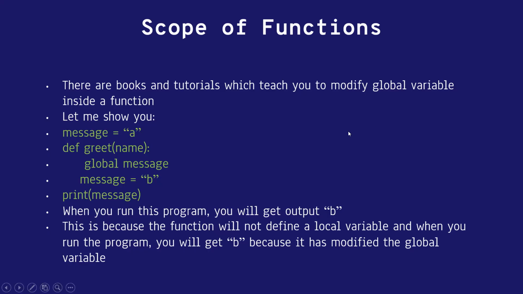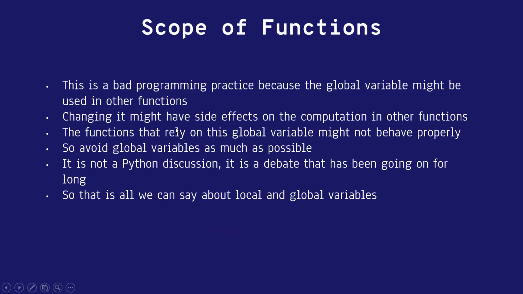So this is not recommended in programming. It's a bad programming practice because the global variable might be used in other functions. So don't modify it anyhow. Changing it might have side effects on the computation in other functions. The functions that rely on this global variable might not behave properly. So avoid global variables as much as possible. It is not just a Python discussion, it is a debate that has been going on for long. So that is all we can say about local and global variables.